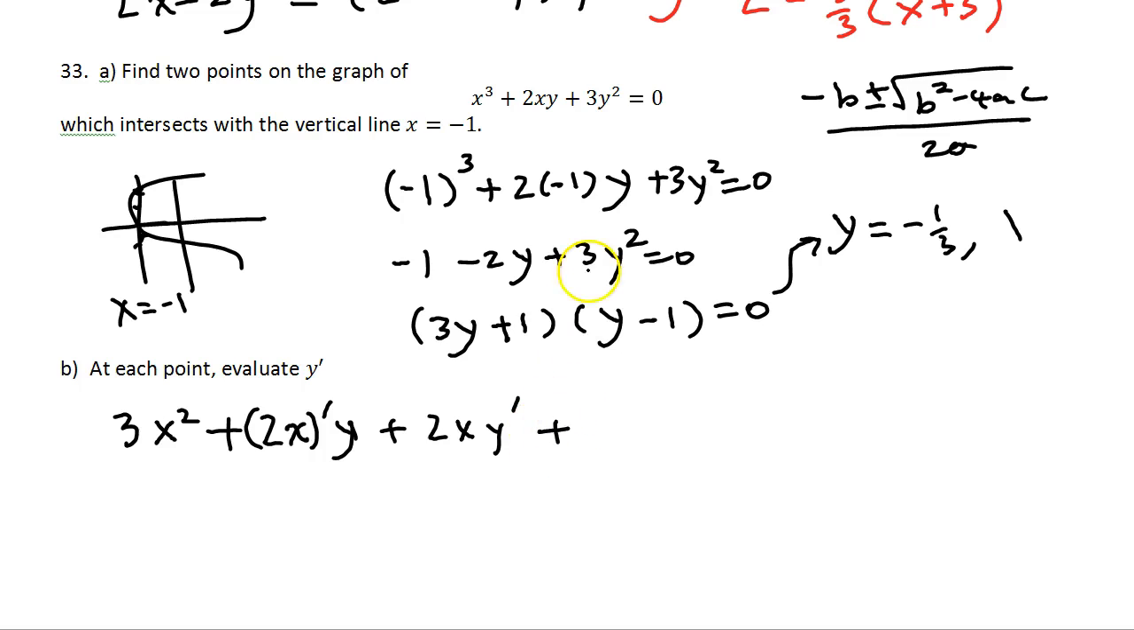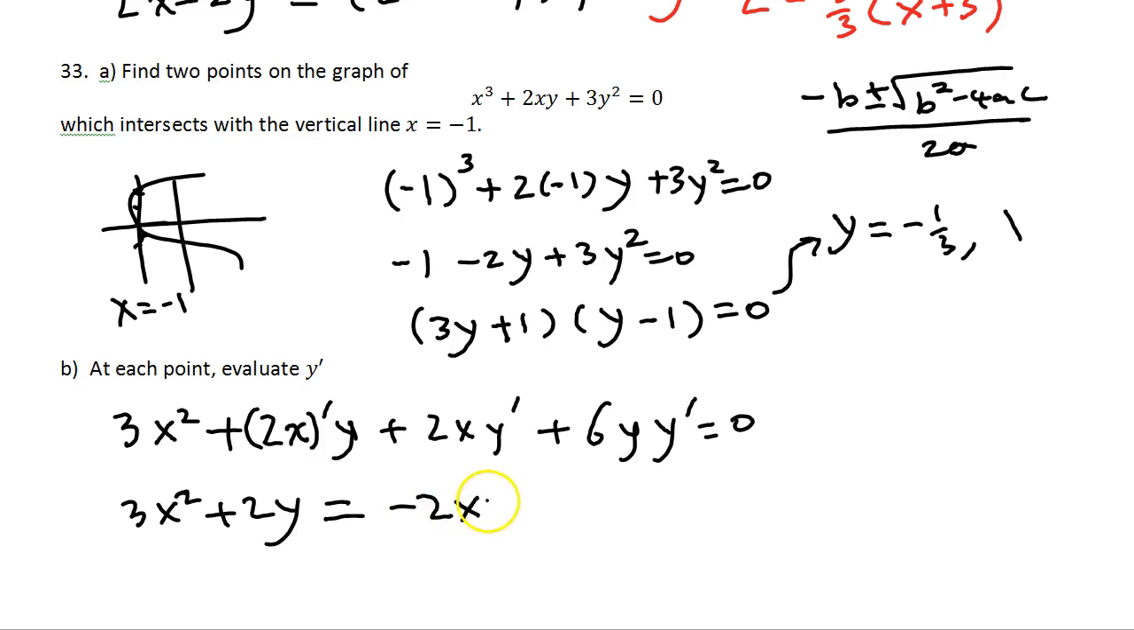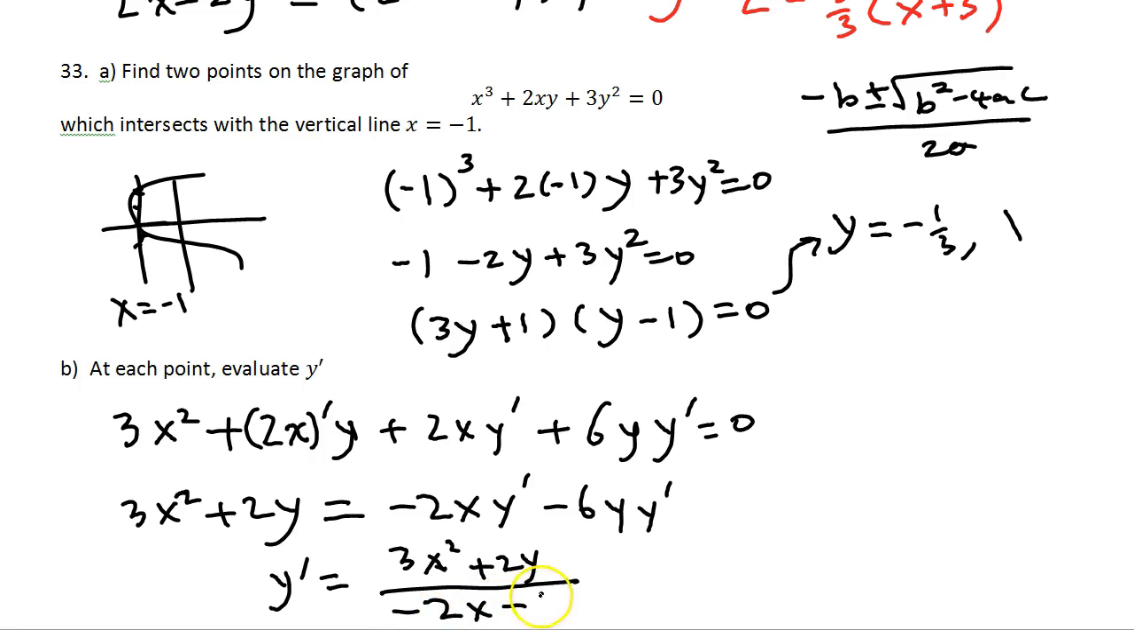And then 3y squared, that requires chain rule. 2 comes down and you get 6y, but then you also have y prime equal to 0. Alright, this is just 3x squared plus 2y, and those don't have any y prime, so that's okay. And I have to move these to the other side, so it's -2x y prime minus 6y y prime. And factoring out the y prime and dividing, I end up with y prime being equal to 3x squared plus 2y over -2x minus 6y.